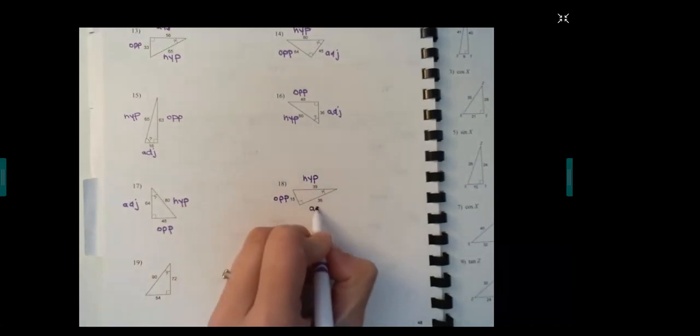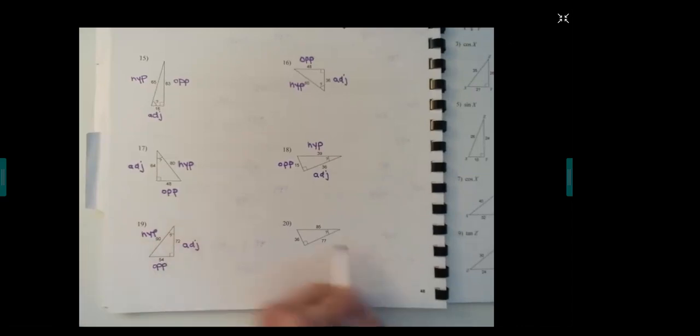64, adjacent. Good. 80, hypotenuse. And 48, opposite. And for 18, 15, opposite. Very good. 39, hypotenuse. Yep. And 36, adjacent. Excellent. Thank you, Elijah.